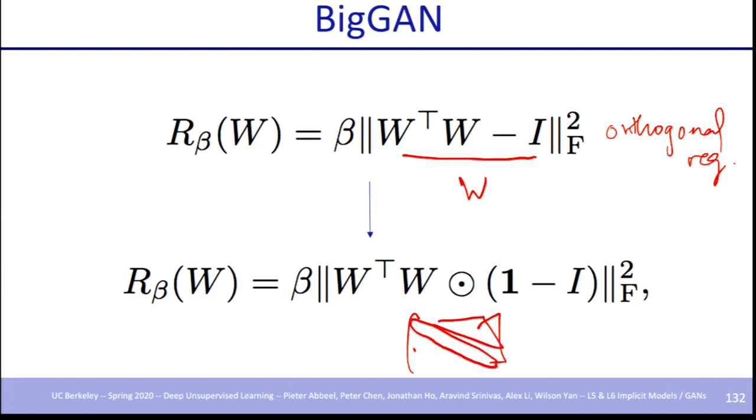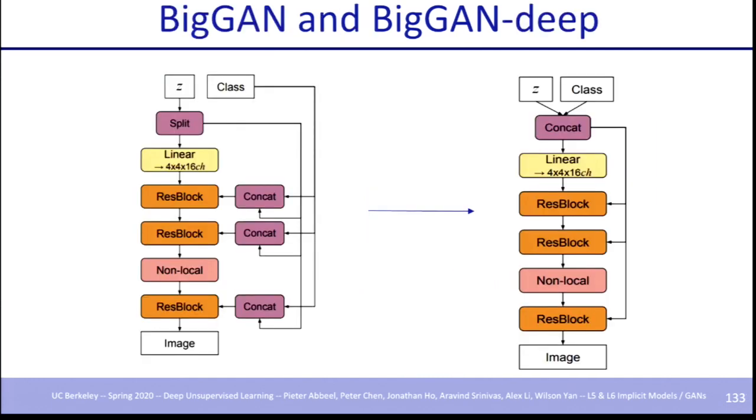You just want to penalize the non-diagonal terms. And they show that version works better. So that was the only mathematical change in Big GAN. And architecture-wise, they have two different architectures, Big GAN and Big GAN Deep.